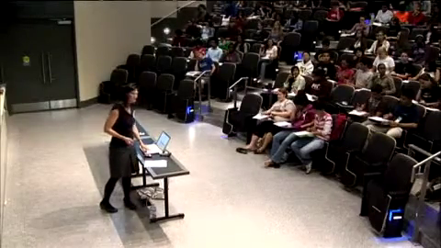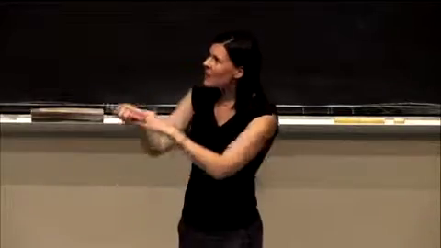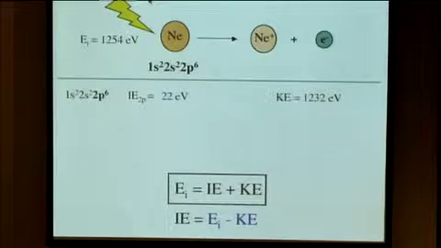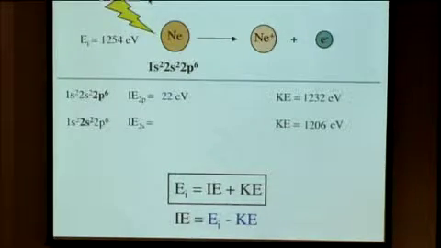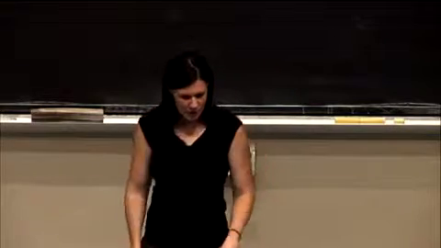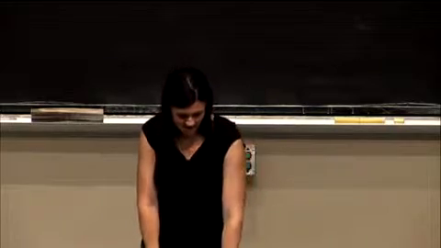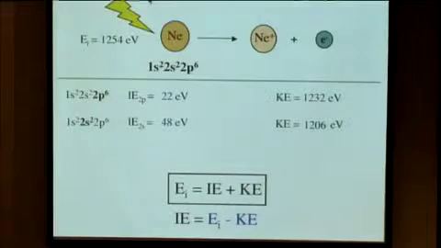Yep, 22. So basically all we did was take 1254, subtract 1232, and we got 22 electron volts. We can do the same thing for the other observed kinetic energies. So for example, in the second case, we see 1206 in terms of the kinetic energy. Same sort of subtraction problem. What do we have for the ionization energy of the 2s electron? Good, quick math. All right, so 48 electron volts.